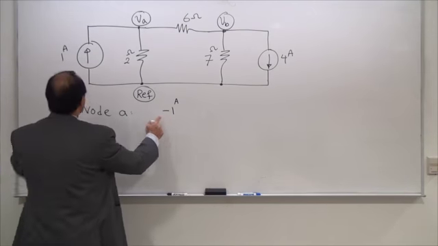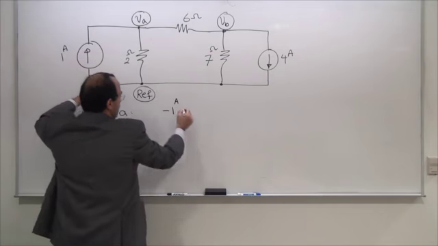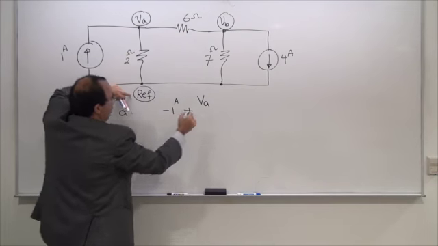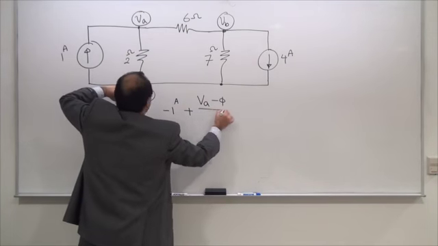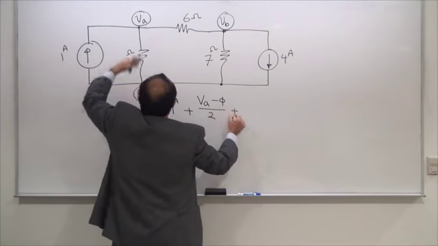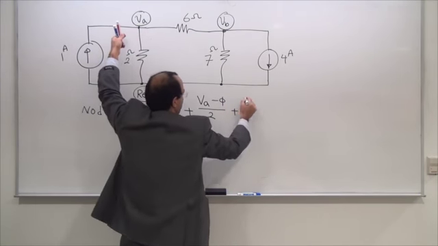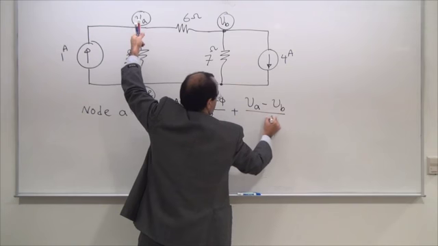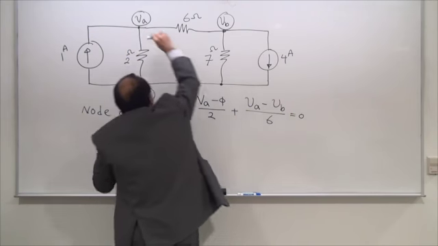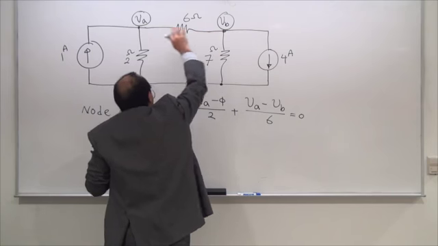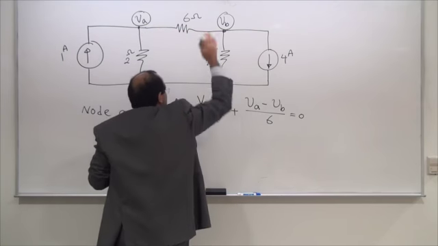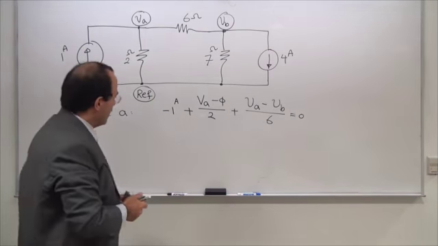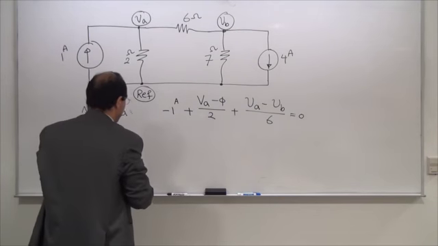This is amps: -1 entering the node, plus (VA - 0) divided by 2, plus, since VA is bigger than anything in the system, (VA - VB) divided by 6 is equal to 0. This current goes from A, which is the biggest one, to B, which is the smaller one. It's just in my imagination, simply to write the equations and then begin solving them.